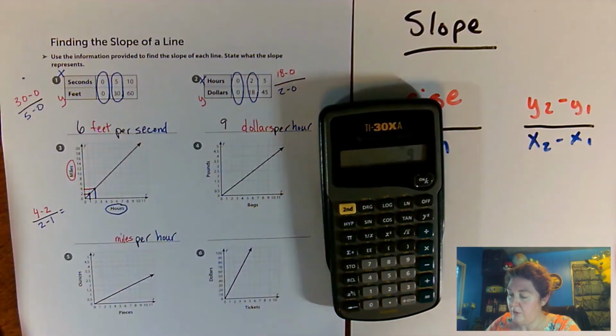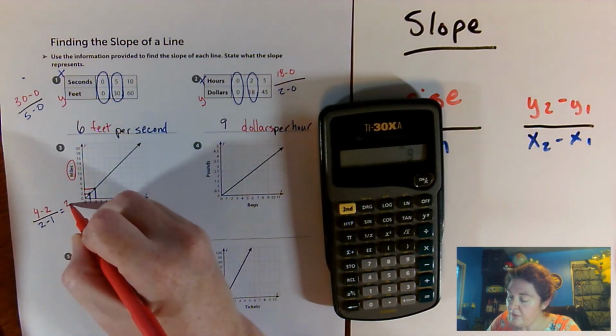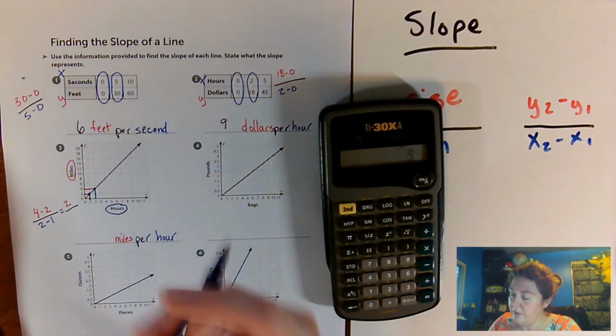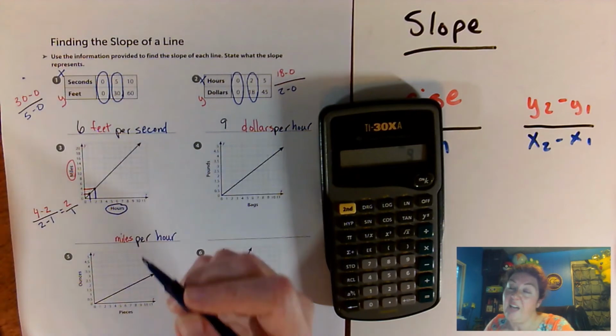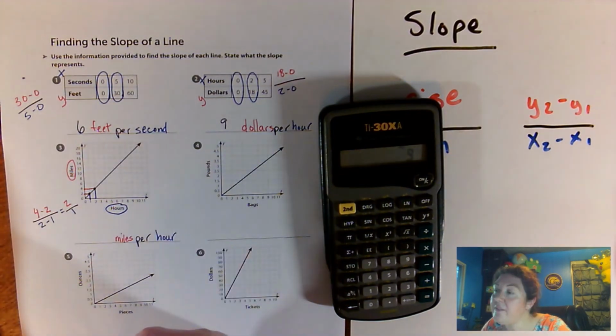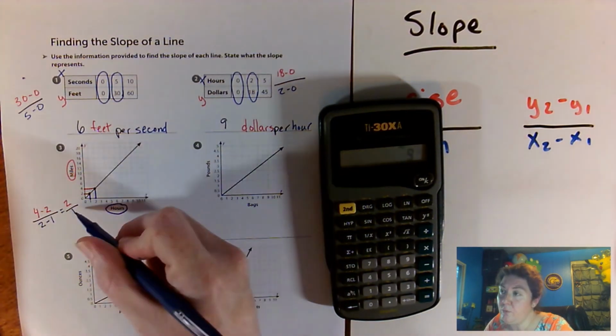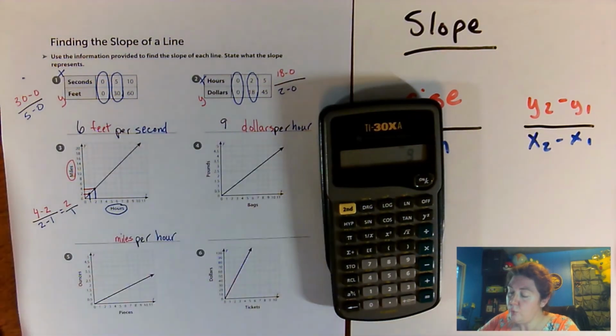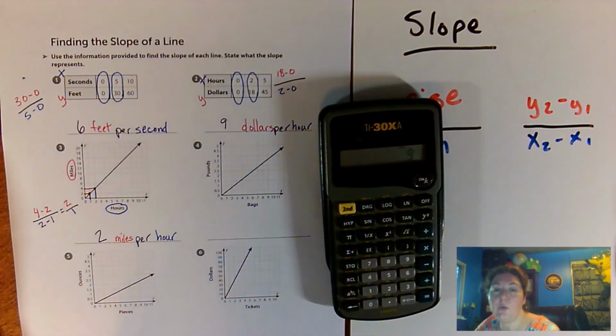4 minus 2 is 2. 2 minus 1 is 1. I don't have to do any more math. I don't have to divide anymore because I know the answer. Any number over 1 is itself. So my answer is 2 miles per hour. That's it. Let's go to the next one.